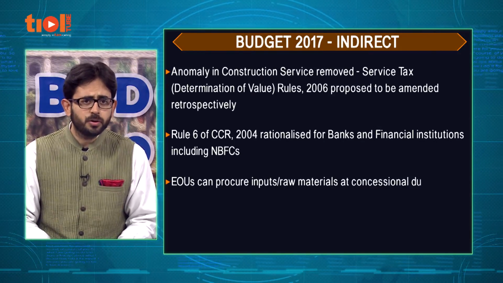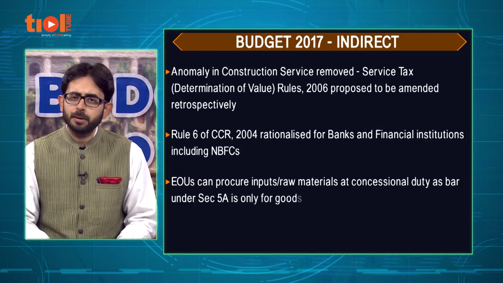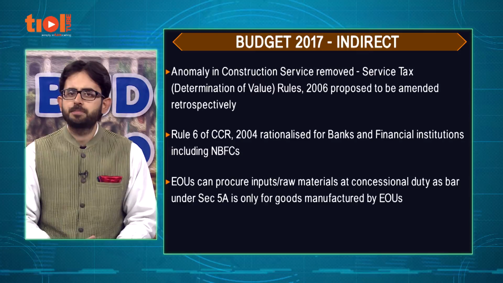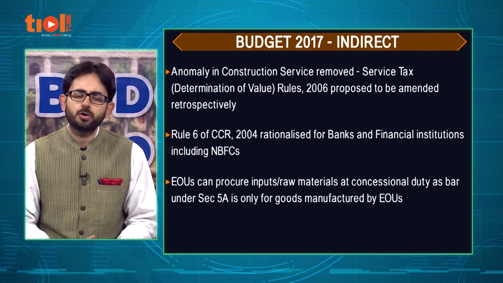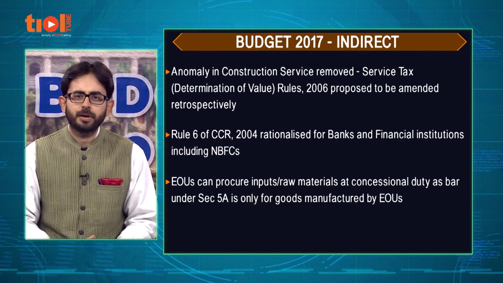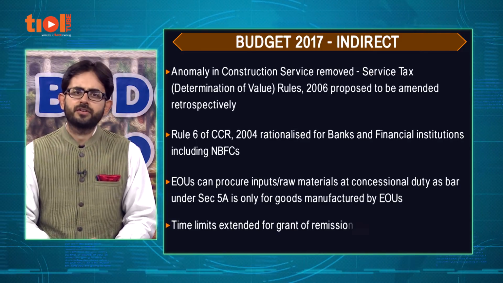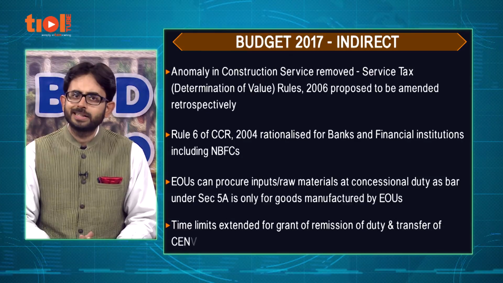Export-oriented units or EOUs can now procure inputs, raw materials at concessional duty as bar under Section 5A is only for goods manufactured by EOUs. Time limits extended for grant of remission of duty, transfer of CENVAT credit.